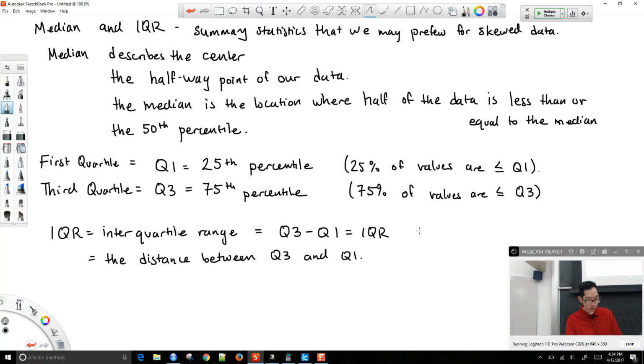The distance between Q3 and Q1, that is the IQR, or the third and first quartiles, is just another way to measure spread. So we have the standard deviation can measure spread. The IQR is another way to measure spread. Kind of the distinction is that the median and IQR are not affected by extreme values, whereas the mean and standard deviation are.